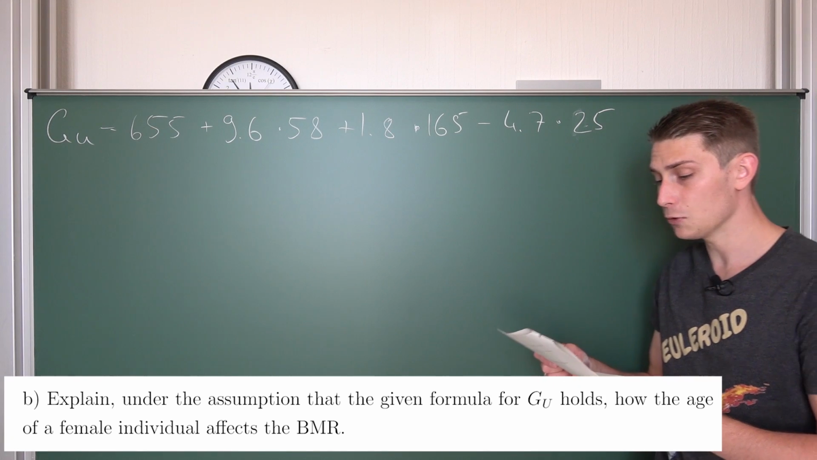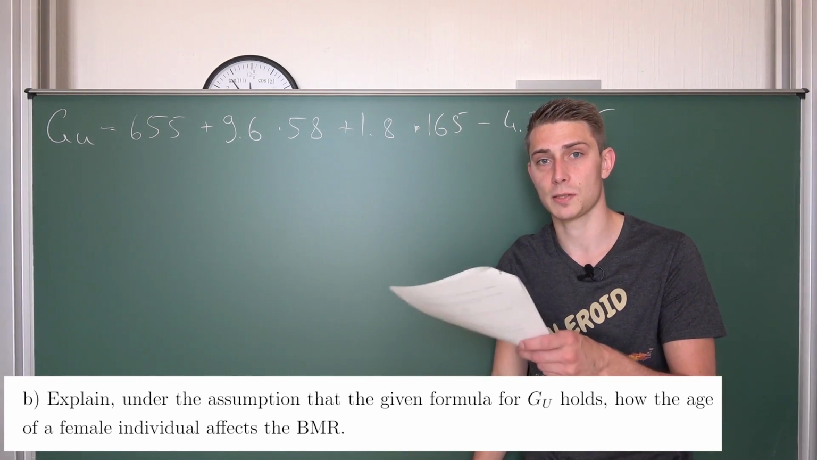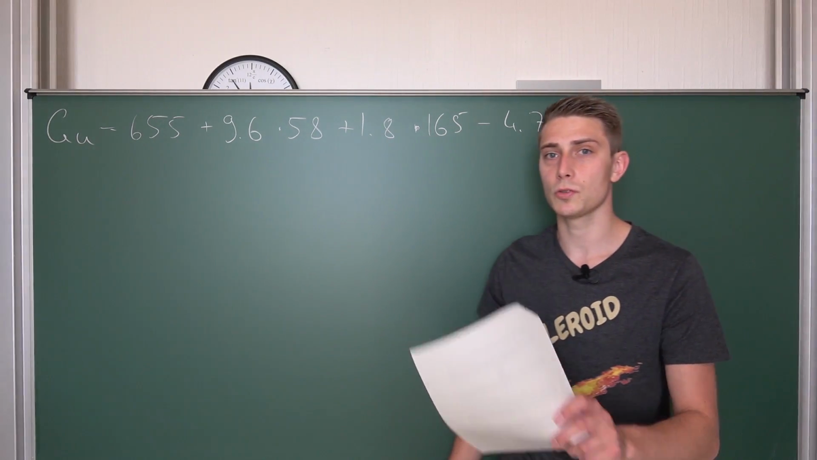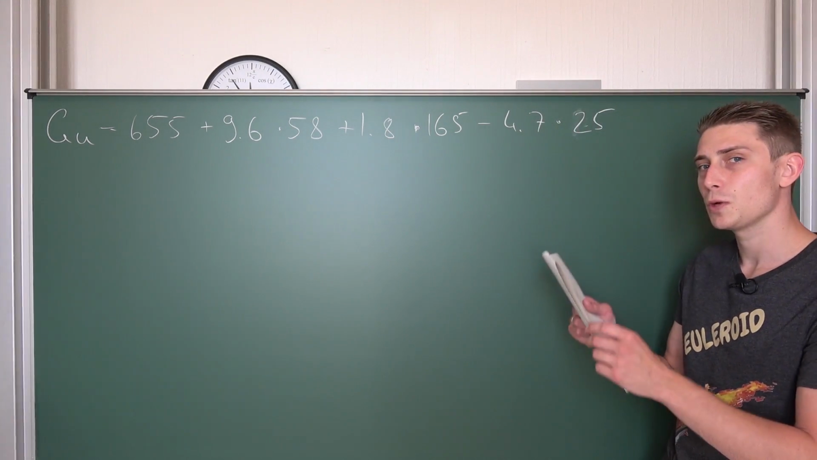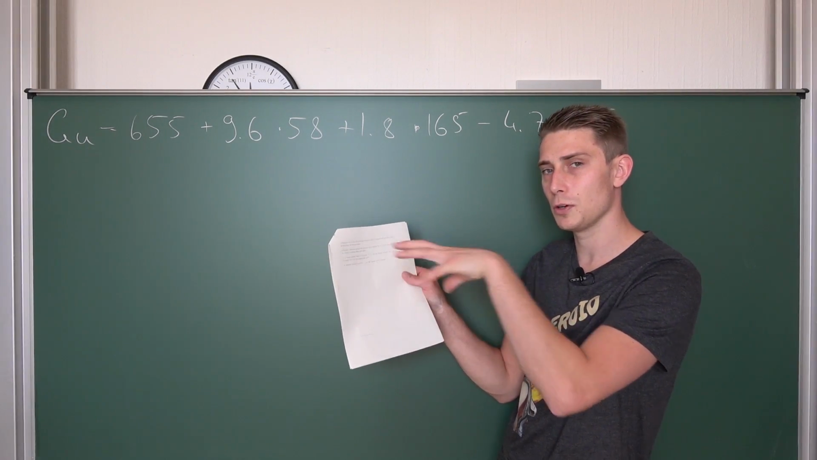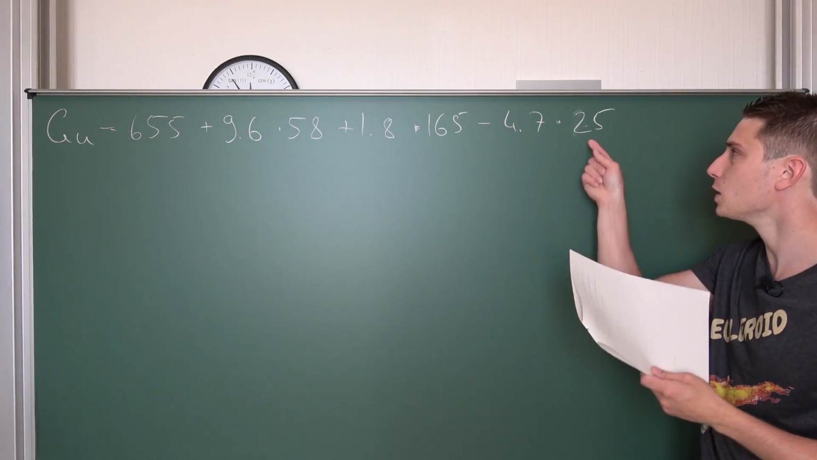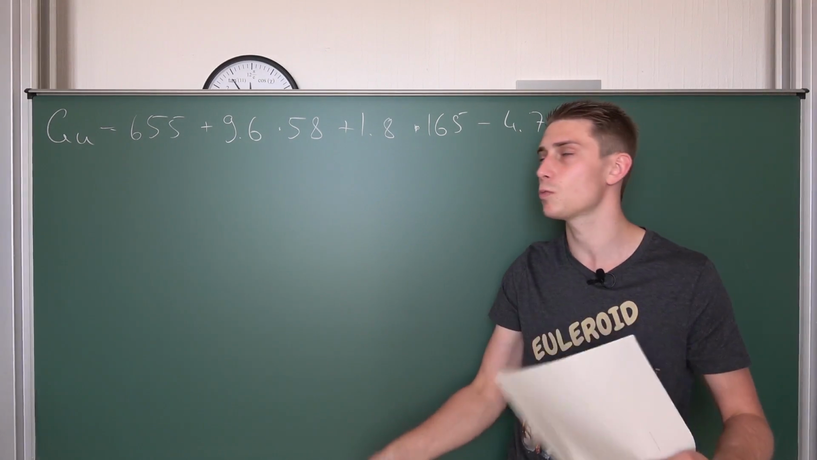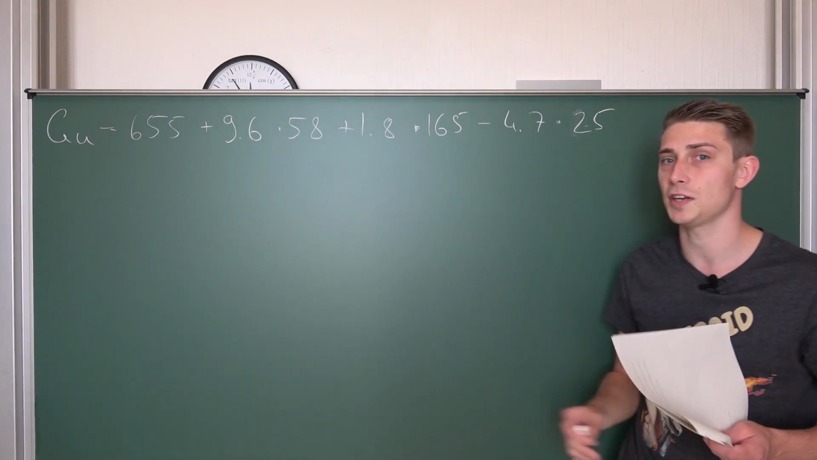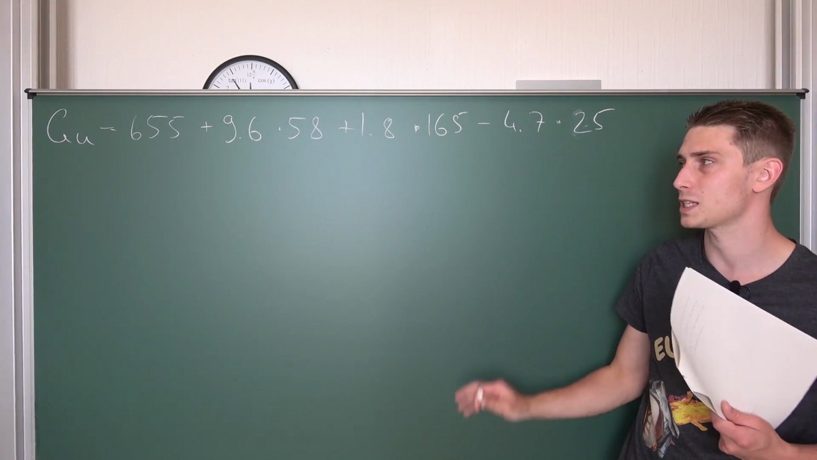Next up, explain under the assumption that the given formula for GU holds, that we just used here, how the age of a female individual affects the BMR, the basal metabolic rate. Well, here we are going to do some approximations, because we only need to take a look at what happens if we put a change into our age, from 25 years to 1 year to 100 years something. Meaning all the other stuff can just stay fixed. It really doesn't matter for the point of this exercise here.